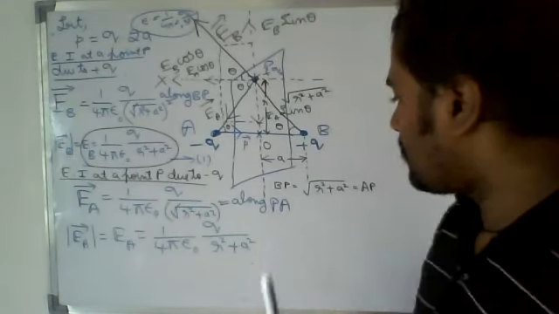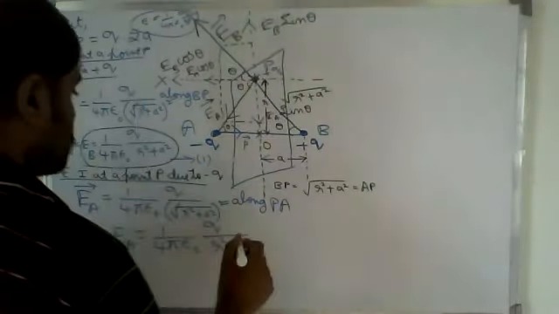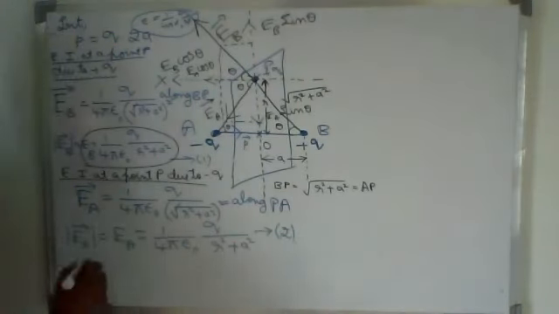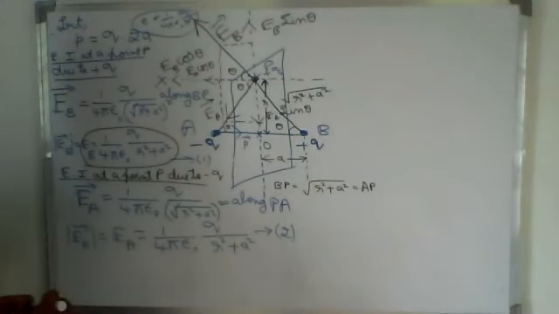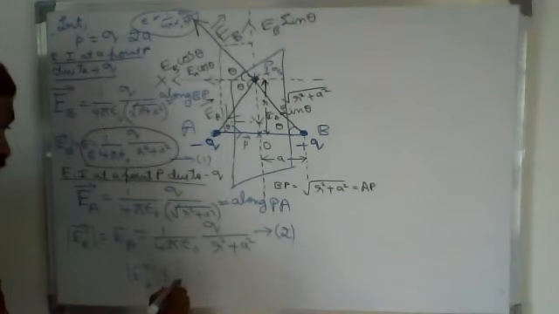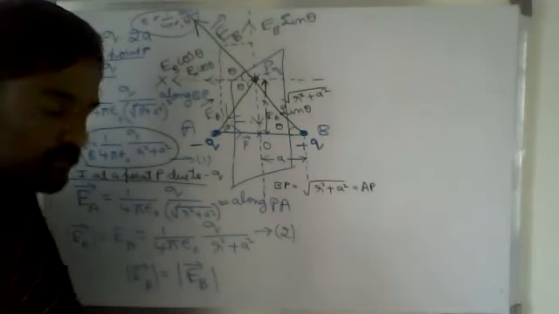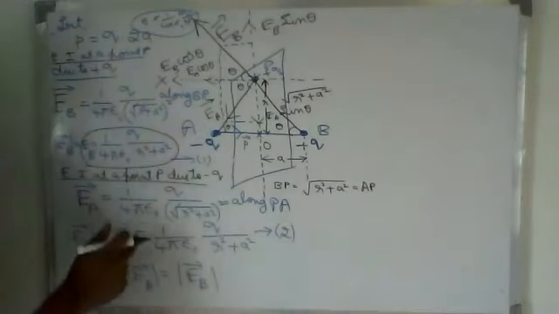Okay, so now call this equation number 2. Now comparing the two equations 1 and 2, what is your conclusion? The magnitude of EA vector is equal to the magnitude of EB vector. Just comparing these two equations.